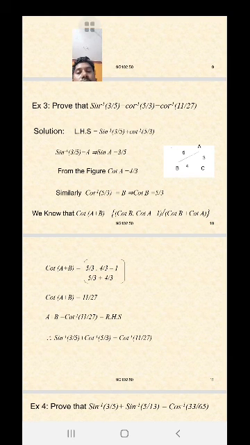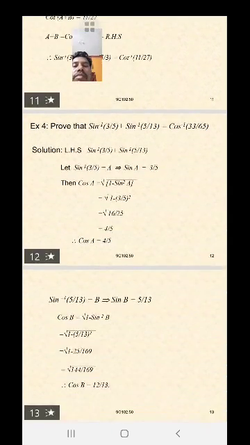The cot of a plus b formula is cot b cot a minus 1 by cot b plus cot a. So after substitution we get cot of a plus b equals 11 by 27. Then a plus b equals cot inverse of 11 by 27. This represents RHS, hence we proved.